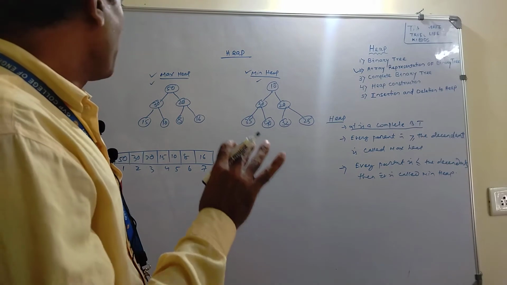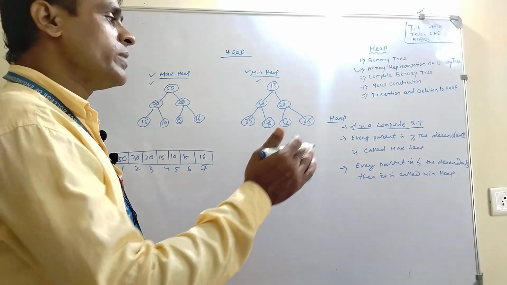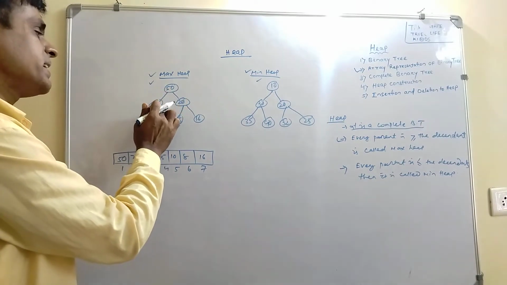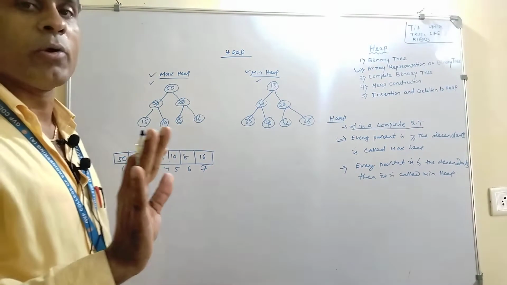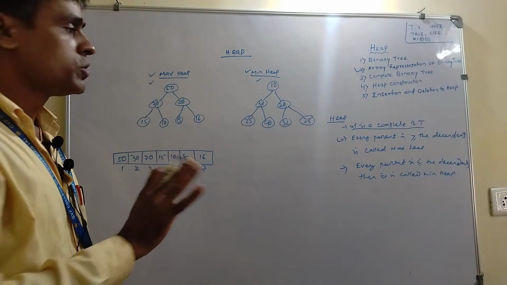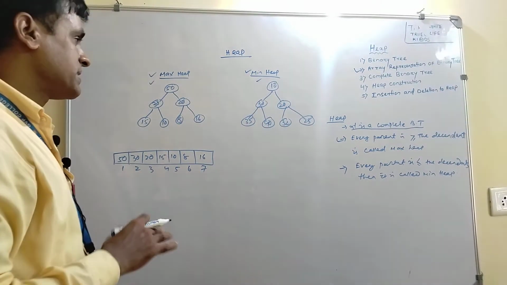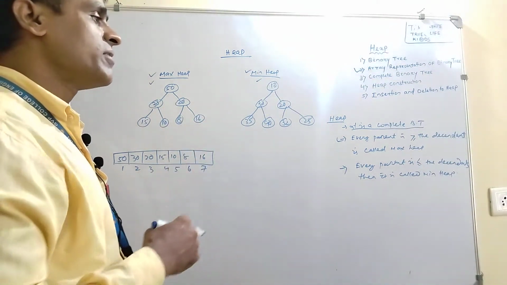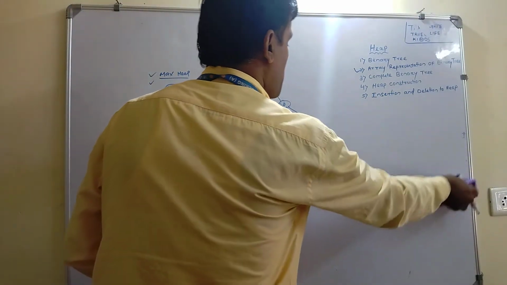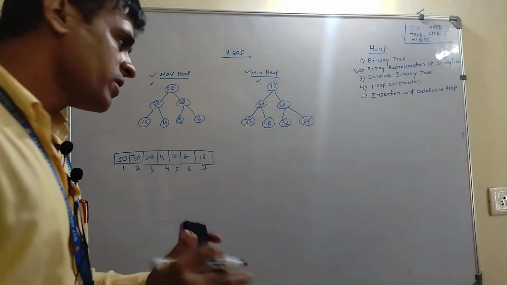The max heap property is that every parent is greater than or equal to its descendant values. That is called a max heap. Duplicate values are allowed here. Suppose here it is 50, you can allow another 50 as a descendant value. And if the parent is less than or equal to the descendant, then it is called a min heap. In this case, all the heaps are complete binary trees. They have to hold the property of a complete binary tree.